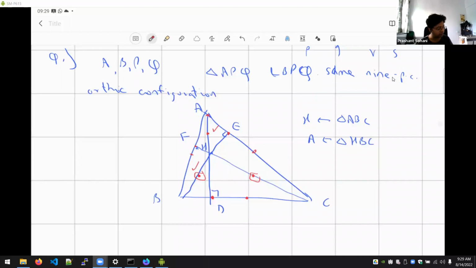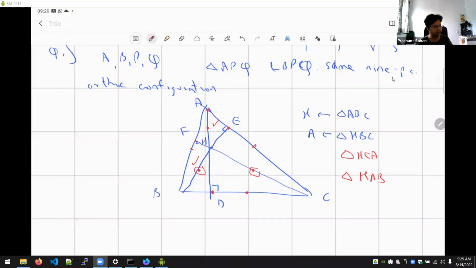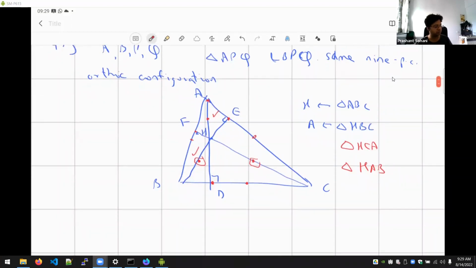Okay. So therefore, all these 4 triangles, ABC, HBC, HCA, and HAB, will all have the same 9-point circle because they are all the same 9 points, just labeled differently. Okay. So in case you're not aware of this property, or maybe you can take a look at this later, this is sort of the forward direction.